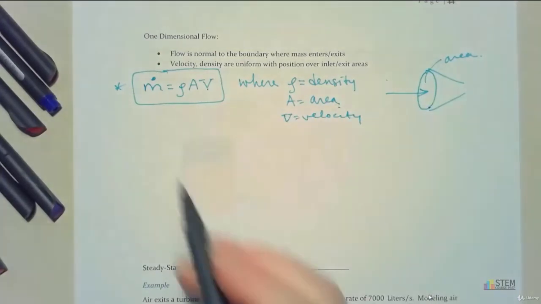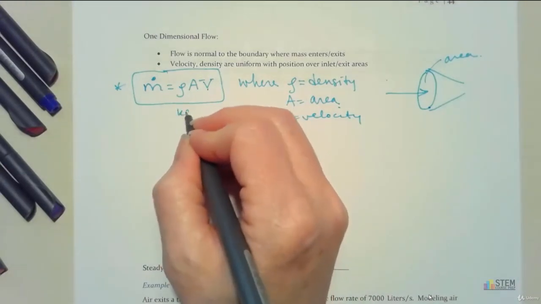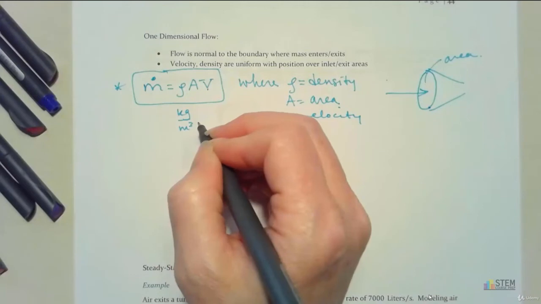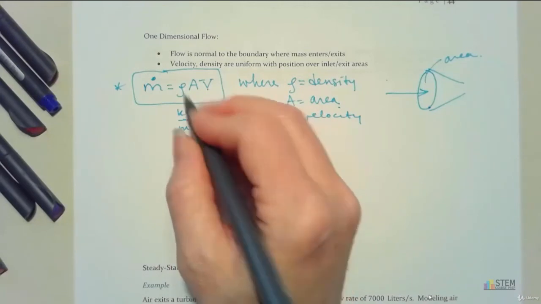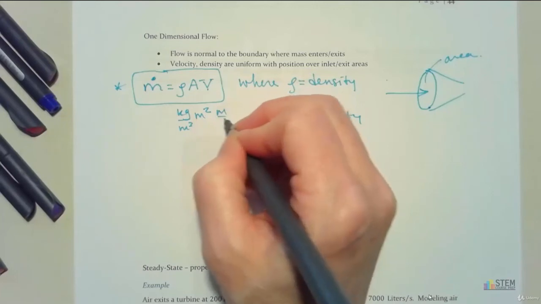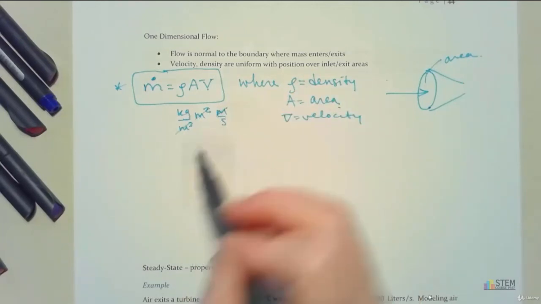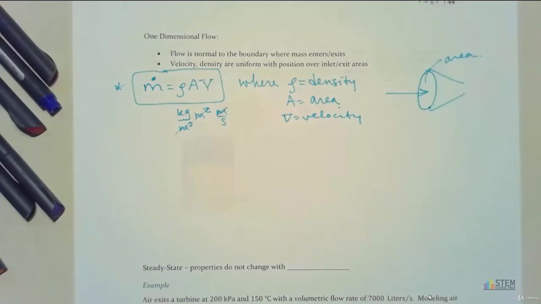And now if we look at our units, because you know I like to look at units, we're going to have kilogram per cubic meter for density. Area is going to be meters squared. Velocity is meters per second. So notice all the meters cancel. You end up with kilogram per second, which is what we said the units should be.